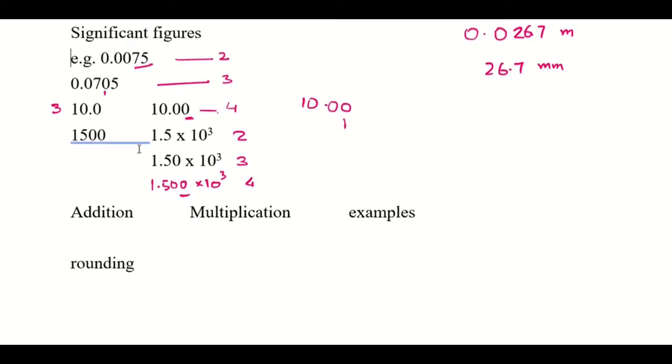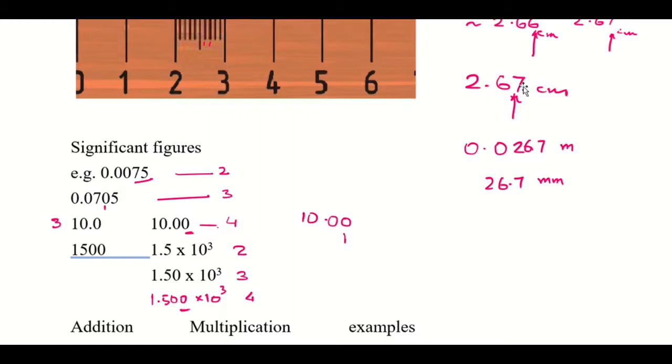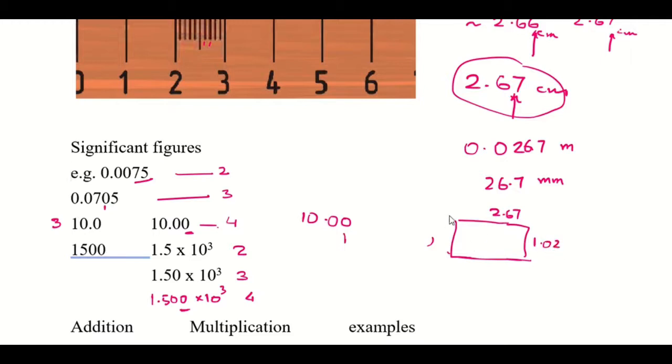Now, when we're dealing with these figures, suppose we have this value. Okay, so we have a length that's 2.67, and this is, let's say, 1.02. So what is the perimeter of this whole thing? So we're at 2.67, that's the length, and this is 1.02.